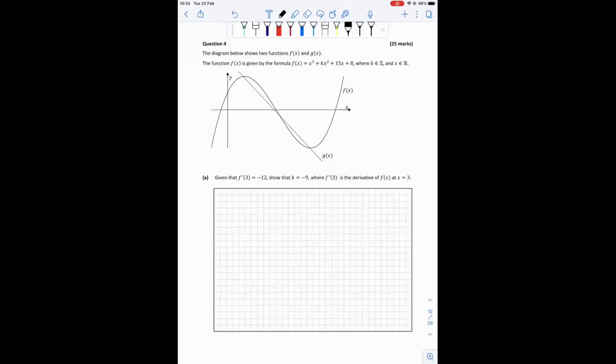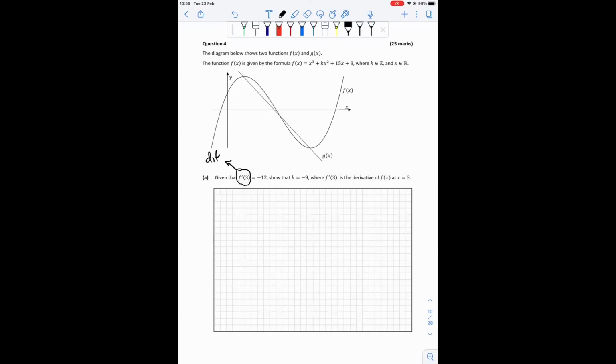Okay, question number 4 is giving us a diagram of 2 functions, f and g. f is the cubic function, and g is just the straight line that we can see here. First part of the question is telling us, given that f tag of 3 is minus 12, that means f tag, so I already know I will need to differentiate here. That's the first thing I'll have to do. It says of 3, so that means you'll have to sub that in. And then it says it's equal to minus 12. So I'm going to continue reading the question. Show that k is minus 9. So we know that that will give us the result.